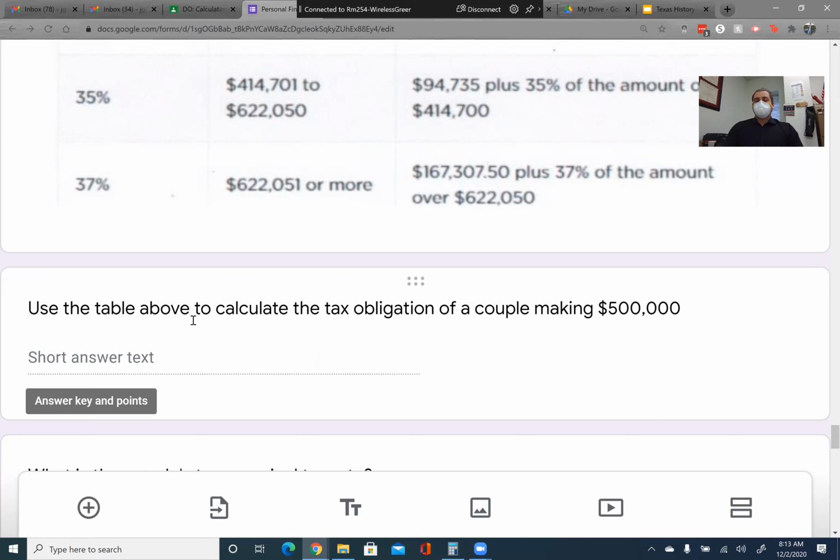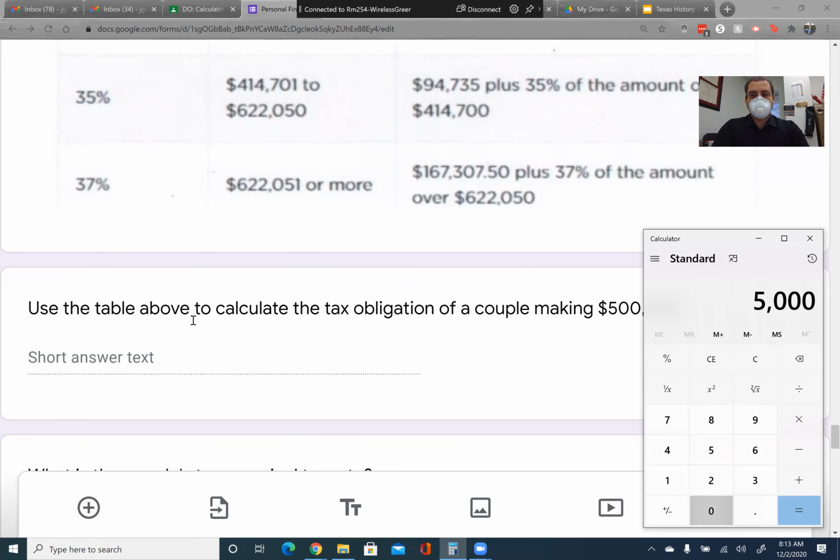Okay, all right. So we're doing a couple making 500,000. Heaven, what's our first step? You're going to do 500,000 minus 414,700. Yes. Okay, so what bracket are we in? 35. 35% is our top marginal bracket. You can put that on the second question there.